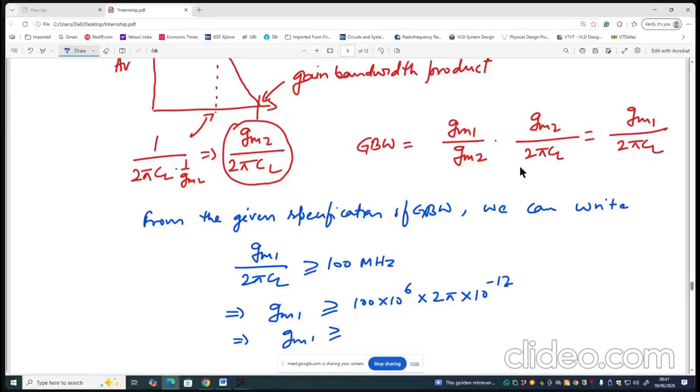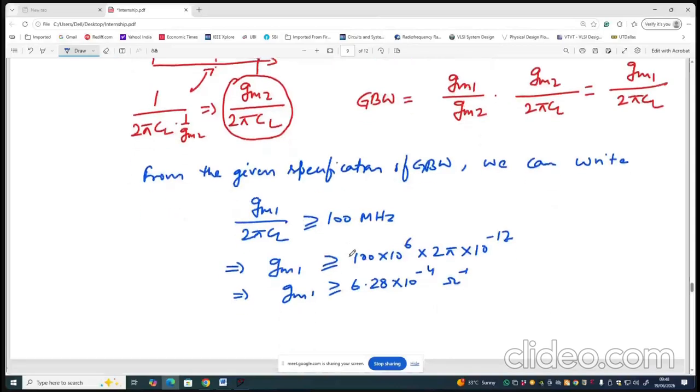2 into 3.14, so it comes out to be 6.28 into 10 to the power minus 4. Do you agree? Yes, Siemens, or ohm inverse. This is the requirement for GM.